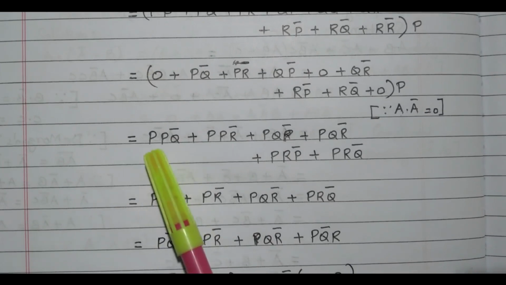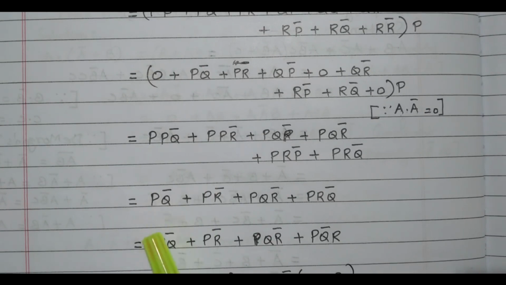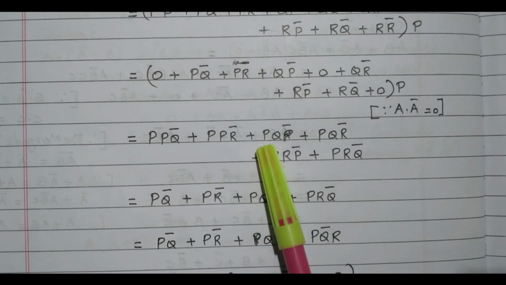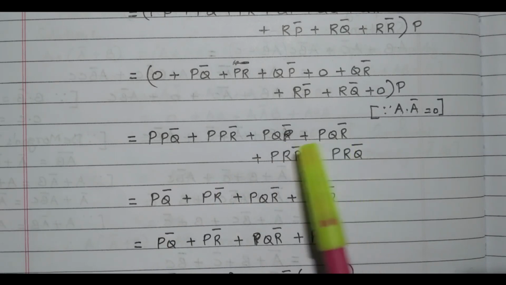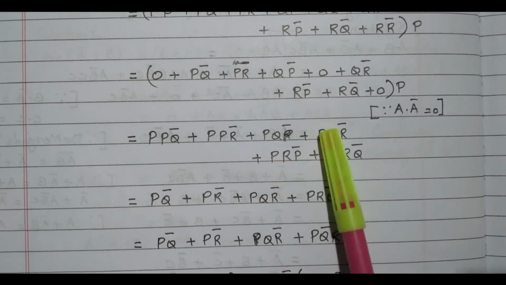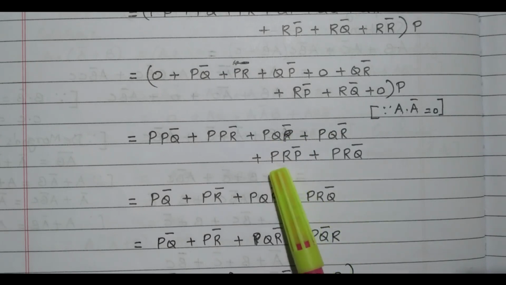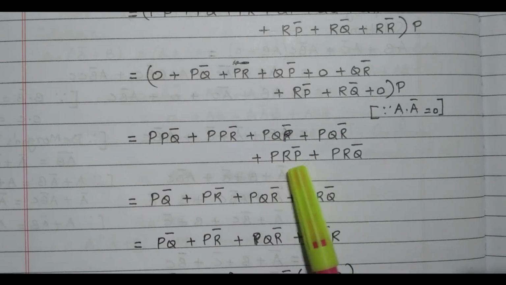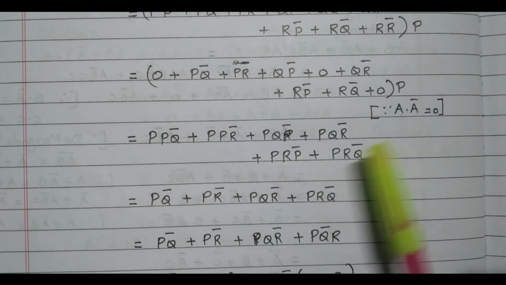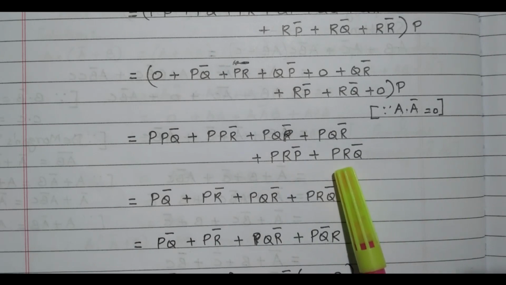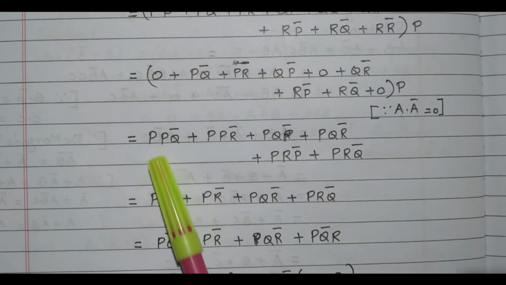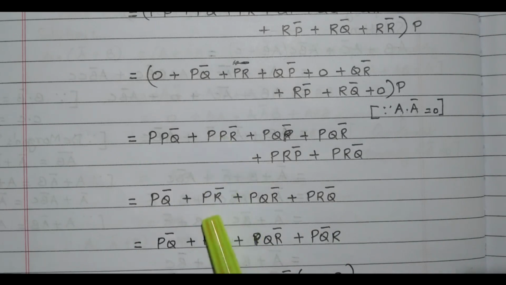So P into P is nothing but only one time we can write it as P, so PQ̄. Here also P into P is PR̄. Here PQR̄ is written as it is, plus PQR̄ is available 2 times. So no need to write 2 times, only one time is enough. Plus PRP̄, P into P̄ is 0. This term becomes 0. A into Ā is 0, so P into P̄ is 0. The remaining PRQ̄, right?